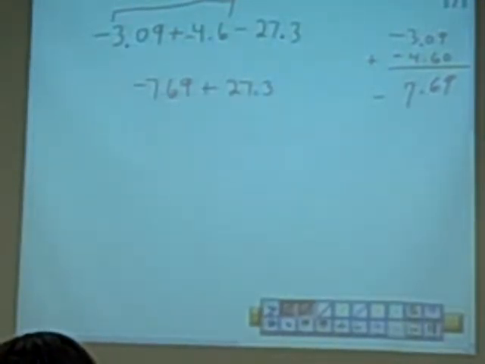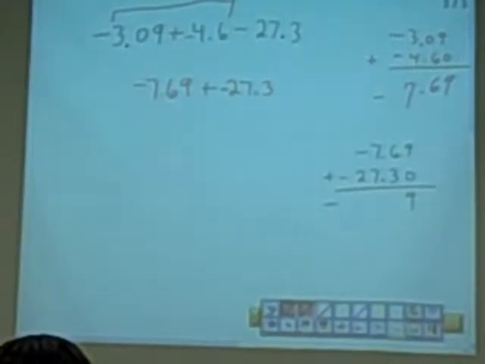And then what? Right, change the sign, make it a negative 27.3. So again, off to the side, we're going to put a negative 7.69 plus a negative, give myself some room here, 27.3. We still have to line up the decimal points, right? Put a 0 here after the 3. Our answer is going to be a positive or a negative. Negative, good. And we add, right.